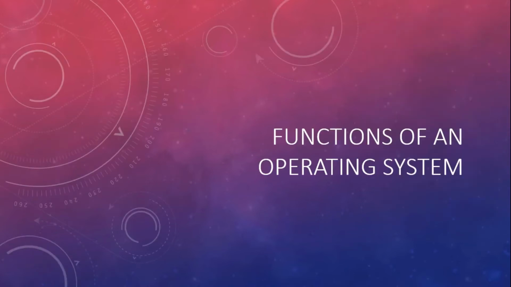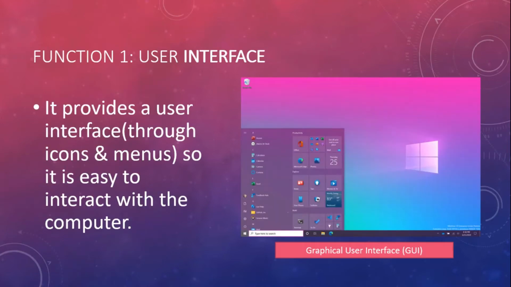Now, let's jump to the functions of an operating system. Operating systems provide us with a graphical user interface through which we can interact with the computer. These include icons and menus. As you can see on the right side here, we have a menu of the Windows 10 operating system. We have the menus and we have the icons that we can click to access a given program on the computer. Besides the graphical user interface, we also have a command line interface, which is provided by most operating systems.